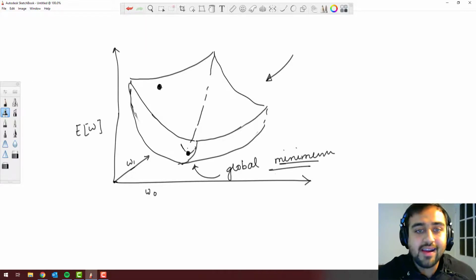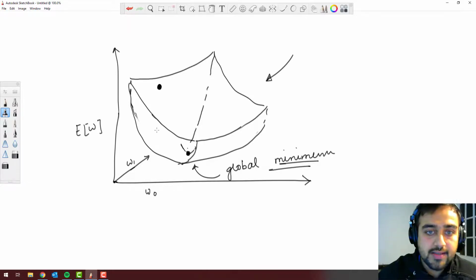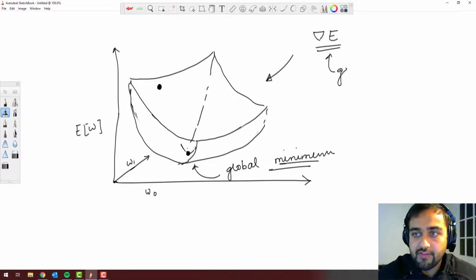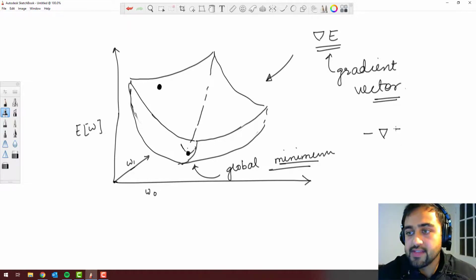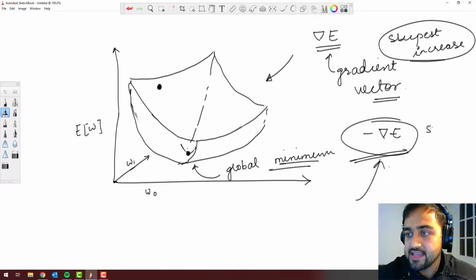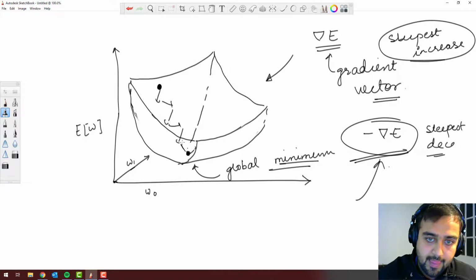In order to get our point to the global minimum, or to reduce the error to the minimum point it could go to, we take the partial derivative of our error with respect to w0 and w1. That is the gradient, and delta E that we calculated stands for the gradient vector. This gradient vector tells you the direction of steepest increase of E. So if we want the steepest decrease, we need to take the negative of this gradient vector, because we need to decrease it down to the global minimum.